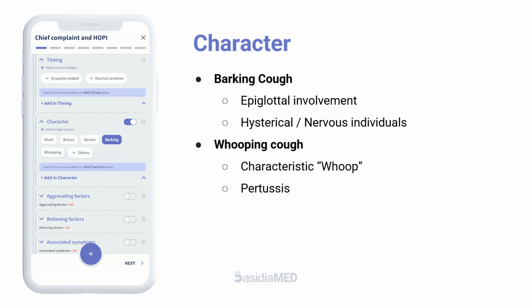Barking type of cough is found in epiglottal involvement, as well as in hysterical and nervous individuals. Whooping cough refers to a severe attack of prolonged cough. A characteristic whoop is produced due to inspired air entering through narrowed glottis. It is associated with pertussis.